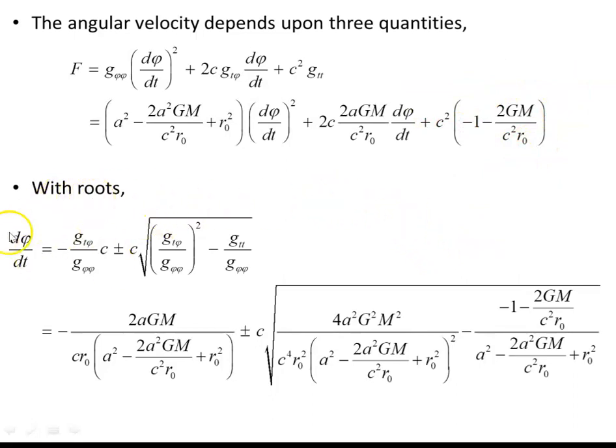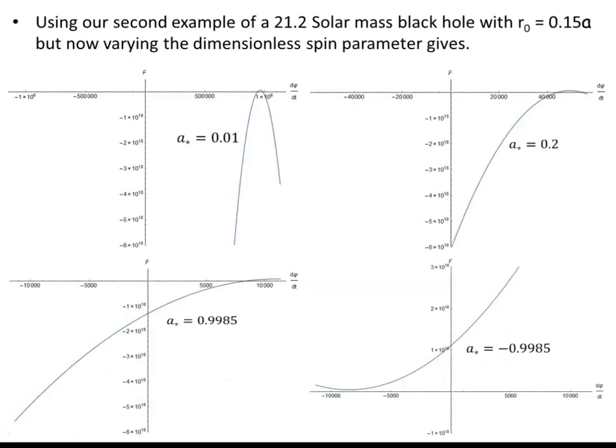Okay, so it has roots d phi dt. These are the roots. Substituting that in, you can see that it depends on three quantities. We have mass, m. We have a, which is the angular momentum per unit of mass.